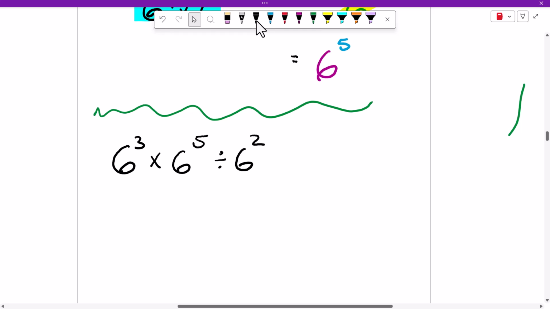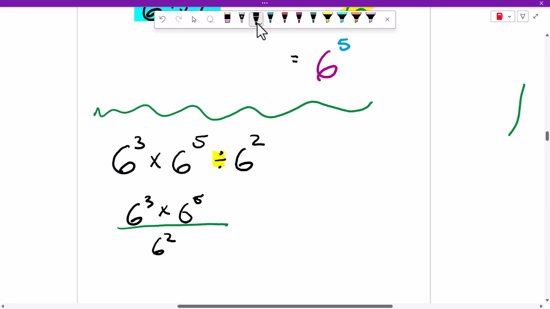Any guesses how we would tackle this problem? Oh, yeah, so remember the division separates the numerator and the denominator. So if we wrote this as a fraction, it'd go like this. 6 squared on the bottom, and on the top, 6 cubed times 6 to the 5.